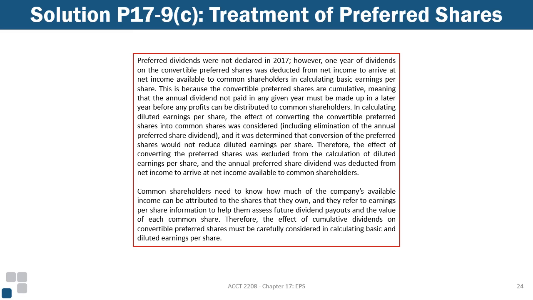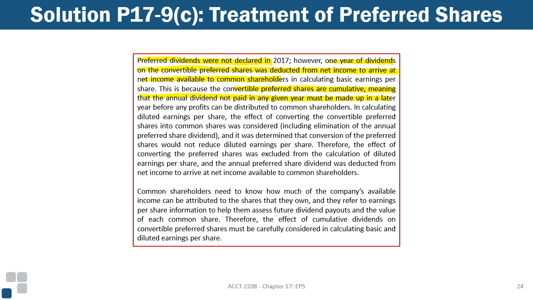Now we've been asked to consider a qualitative response here in the treatment of the preferred shares. There's really more here than you need to know. Preferred dividends were not declared in 2017, but 1 year of dividends on the convertible preferred shares was deducted to arrive at the income available for common shareholders, right? And that's because convertible preferred shares are cumulative, and that means that the annual dividend not paid must be paid in a year later, right?